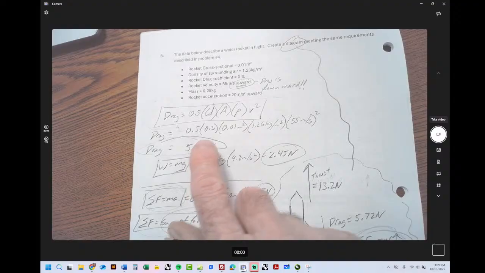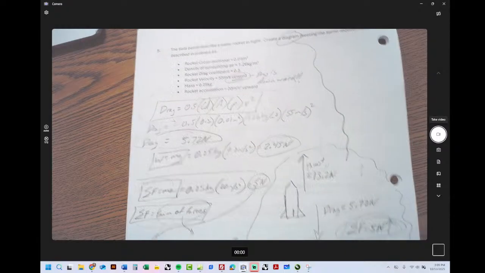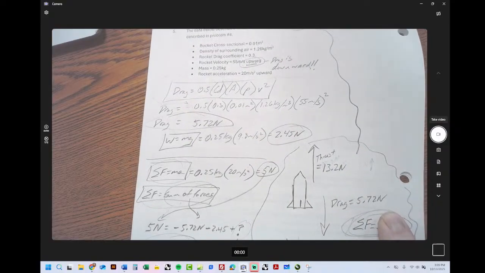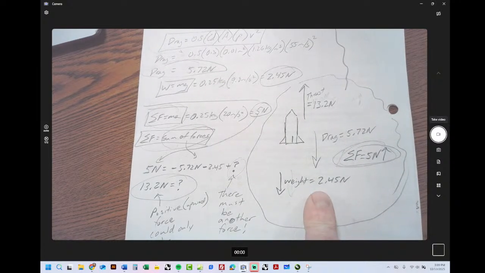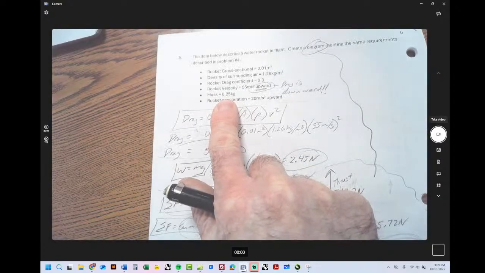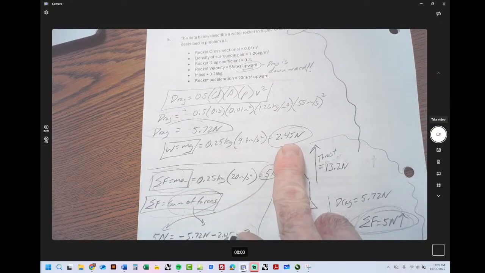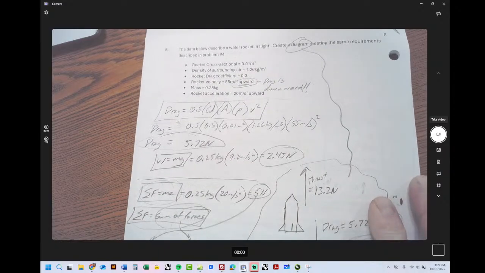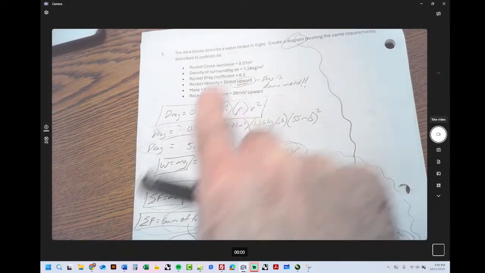So remember that the rocket velocity is upward. The rocket's going up, then drag is down. So when I draw this picture, I need to have drag going down. Another force that's always acting on your rocket is weight. And the weight we can just calculate if we have mass, and we do. Got the mass. The mass times 9.8, 0.25 times 9.8 gives me 2.45, and it's downward. And what else do I have? I'm given the acceleration.